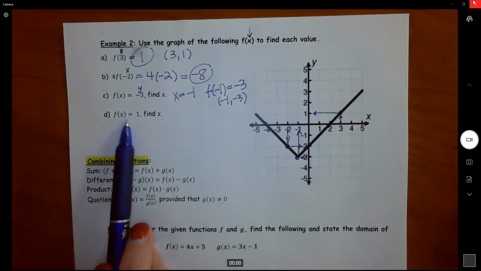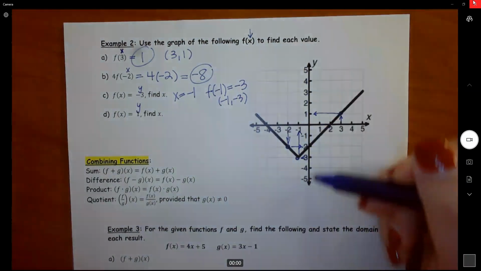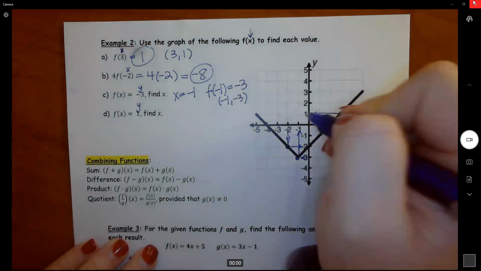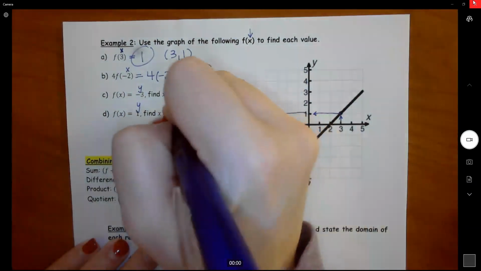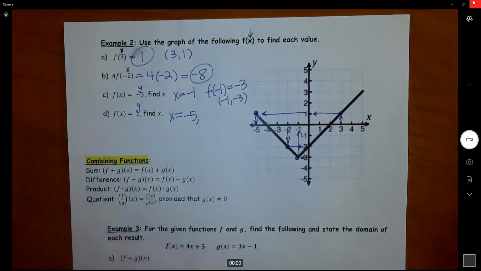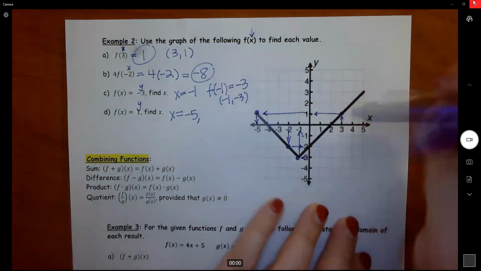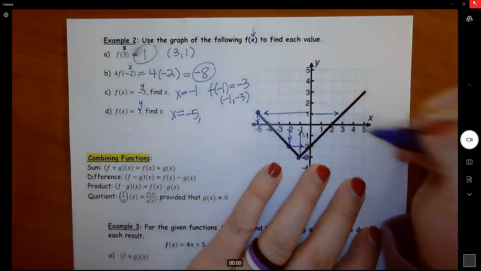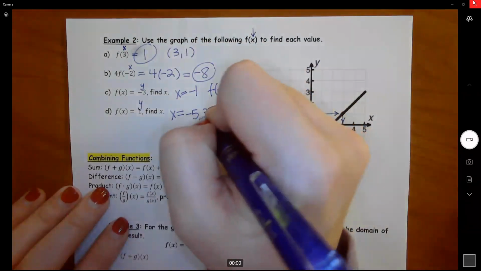D is the exact same. F of x equals 1. So what they're telling me is that my y equals 1. Find my x. So I'll go along my y. When y is 1, what is my x coordinate? Here we can go to the left to meet that graph. And that x coordinate is -5. But I can also go to the right to meet my graph. And my x coordinate is also 3. So this one has 2 answers.